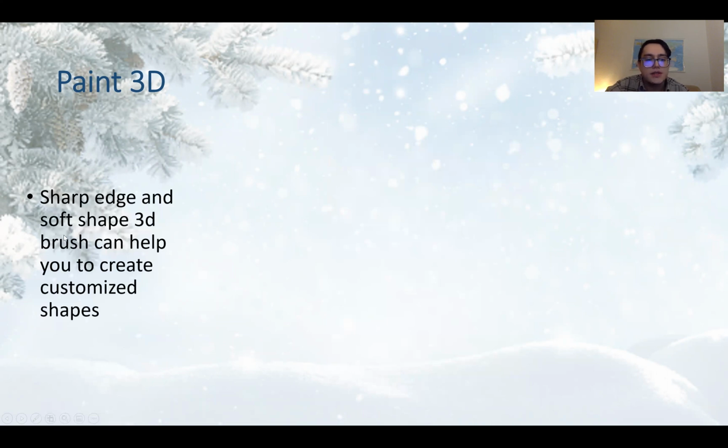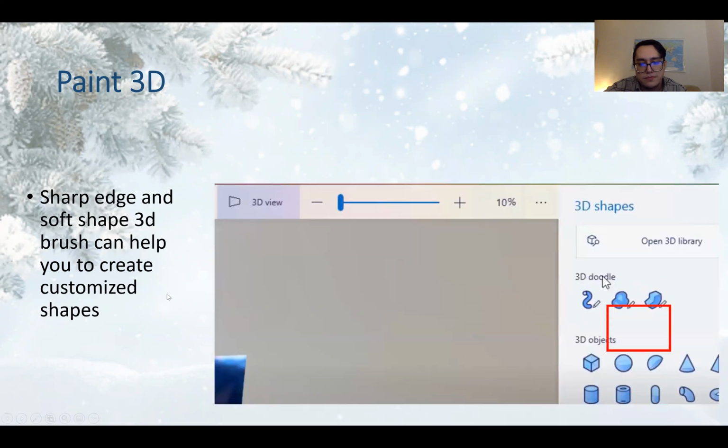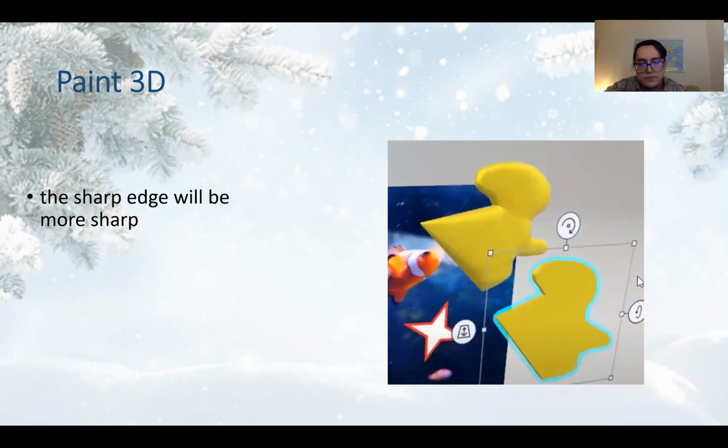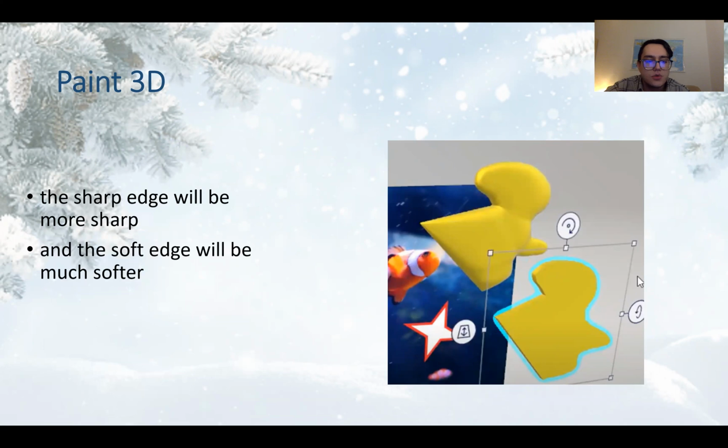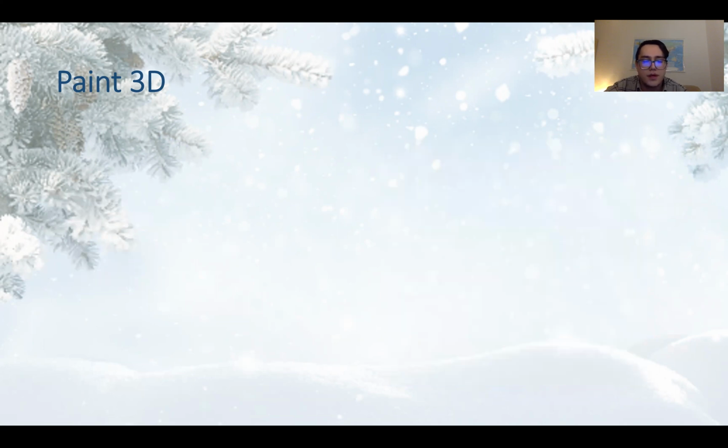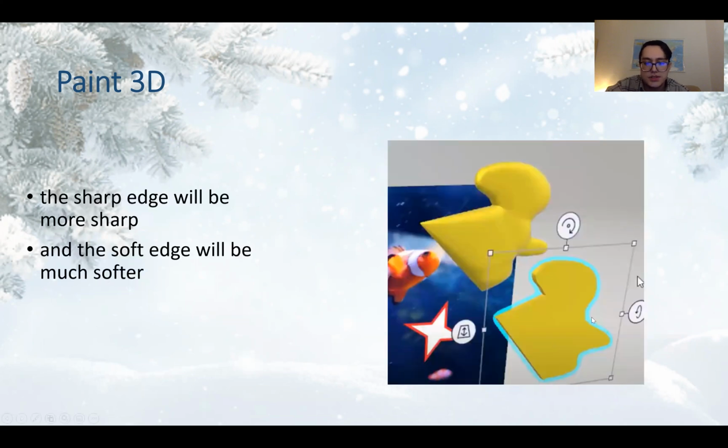Sharp edge and soft edge 3D brushes can help you to create customized shapes. The sharp edge will be more sharp, as the name says, which is this one here. And the soft edge will be softer and more curvy and bulky, which is this one.